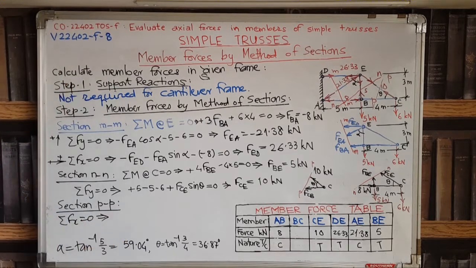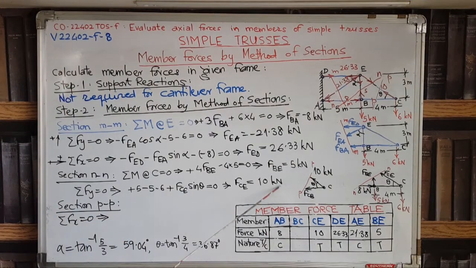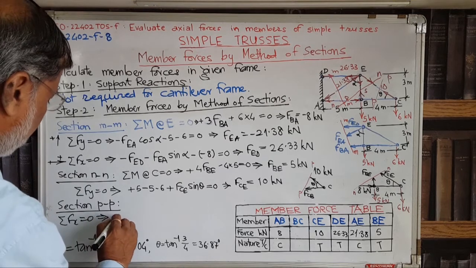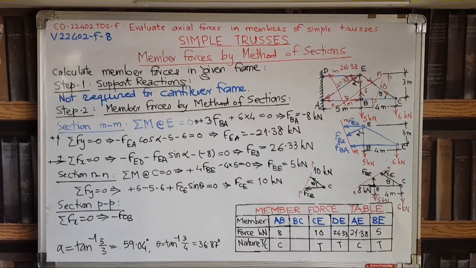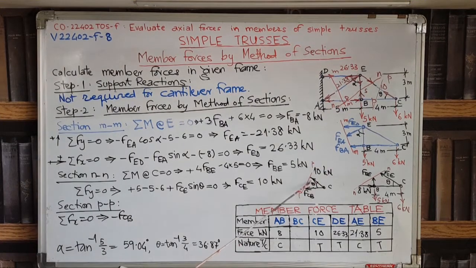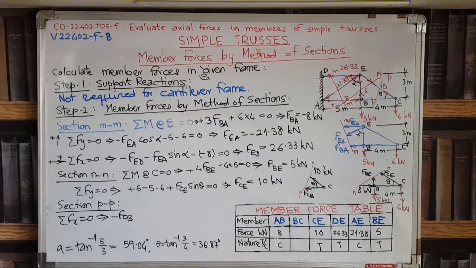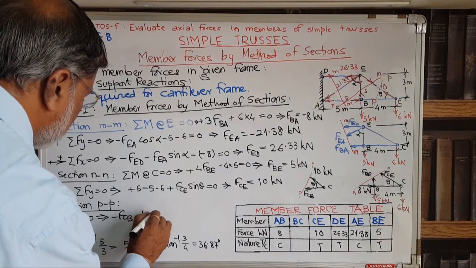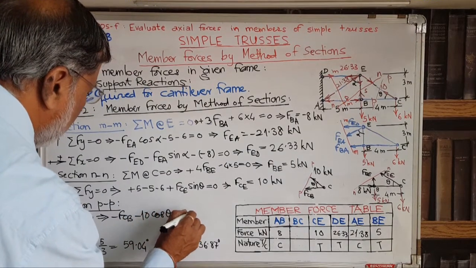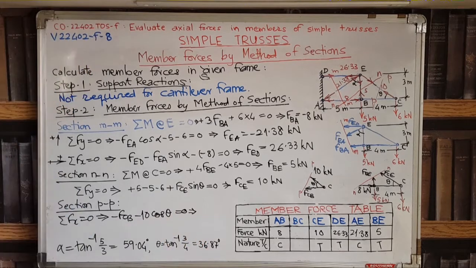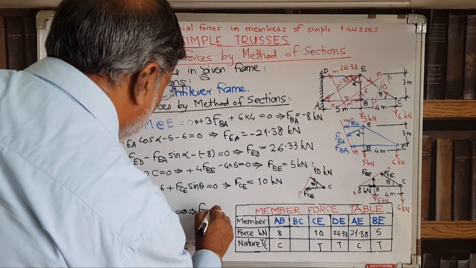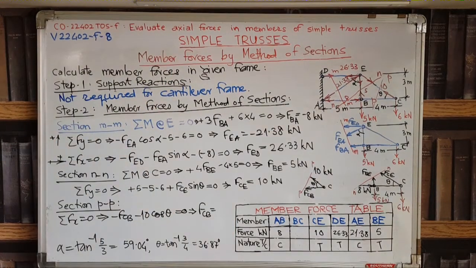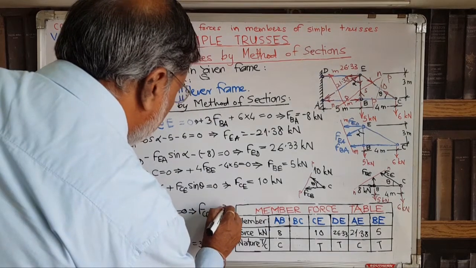So sigma Fx equal to 0 will give us what? This is FCB already in x direction, minus FCB, and the second is 10 kilonewton. So it will have x component 10 cos theta. So it is minus 10 cos theta equal to 0. So this will give us, value of theta is already known, FCB equal to minus 8 kilonewton.